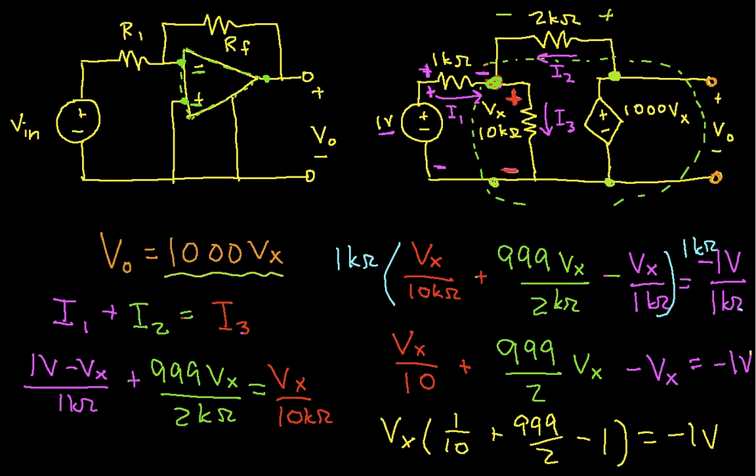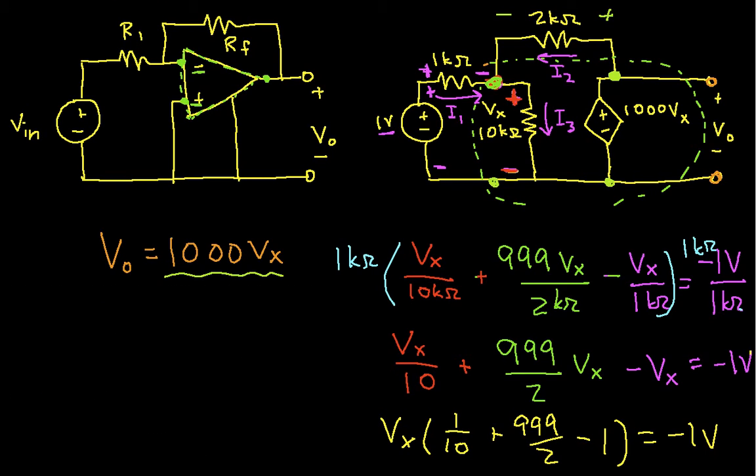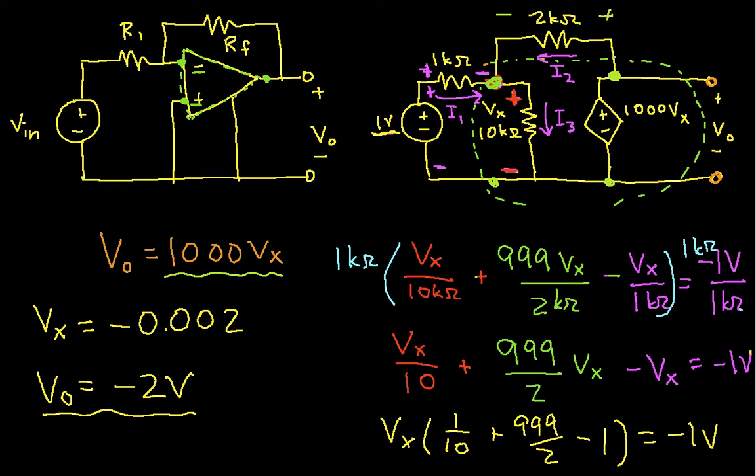Okay, so when I actually solve this for Vx using my handy calculator, I end up with Vx is equal to minus 0.002, and that's about as many significant figures as I'll go out. Okay, and from that, V out is 1,000 times Vx, which is minus 2 volts. So to three significant figures, my output voltage is minus 2 volts for an input voltage of 1 volt. Now, if I go out to 6 or 7 significant figures, some other stuff shows up here, but since I'm too lazy to write it down, I won't.